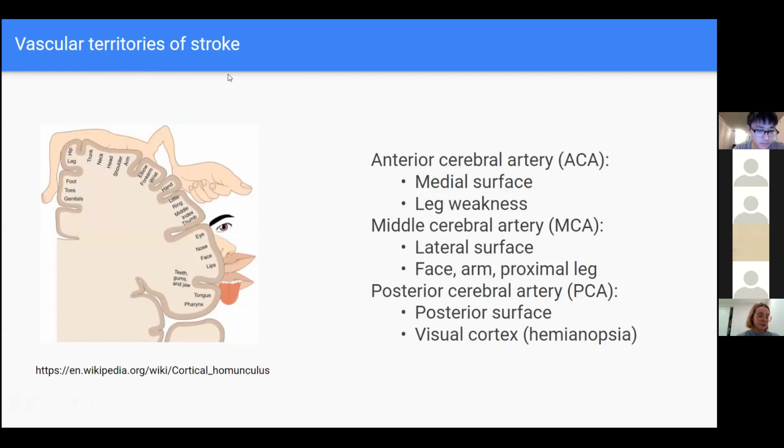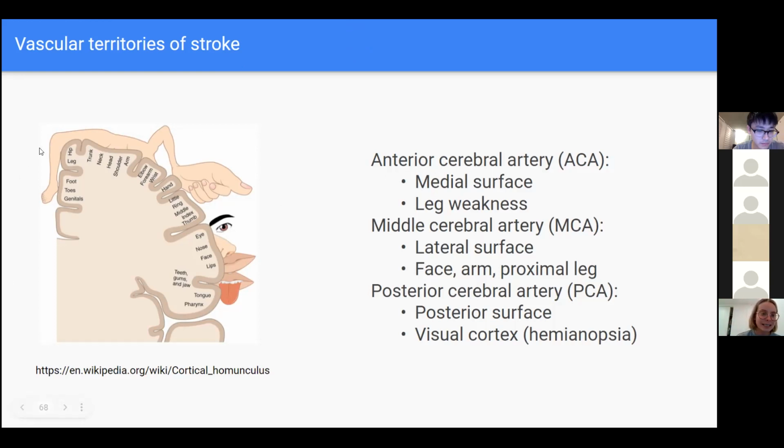Now, vascular territories of stroke. It's important to know where the stroke happened, if it happened. And what's important to know at our level is the vascular territories of the ACA, the anterior cerebral artery, the MCA, and the PCA, posterior cerebral artery. We can think of it as the anatomy. If you know your anatomy really well, you can say, okay, the ACA goes there, and if I know my homunculus that we see on the left, then I know which part will be affected, or you can learn it by heart if you prefer that way.